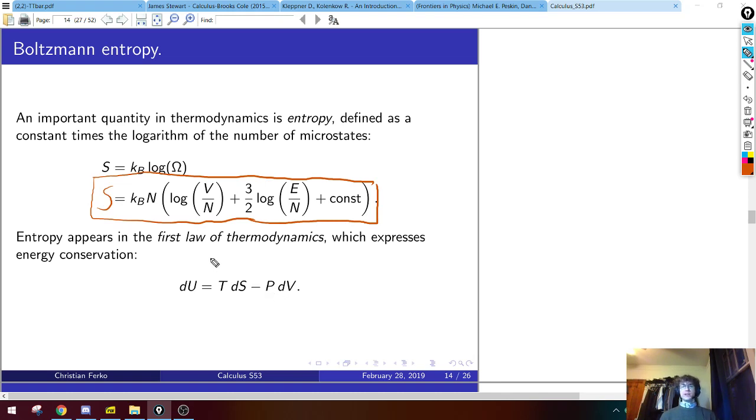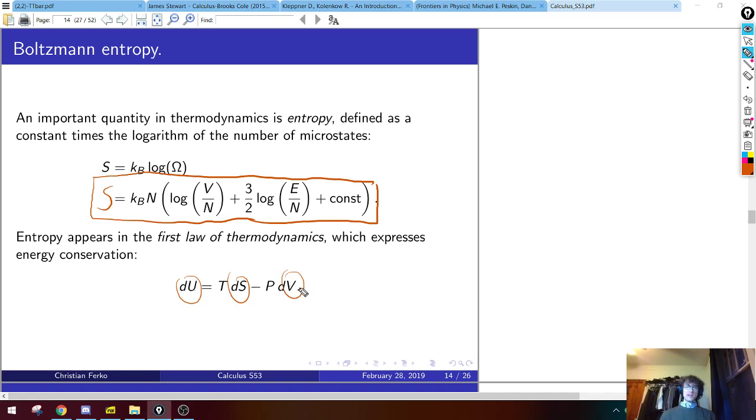And this is where I'm going to have to cheat a little bit and cite some results that haven't been proven to you yet. One of those results is something called the first law of thermodynamics, which you may have actually learned about in chemistry, although it was probably just told to you and not justified. But anyway, the first law of thermodynamics is usually written like this in terms of these exact differentials, as they're sometimes called.